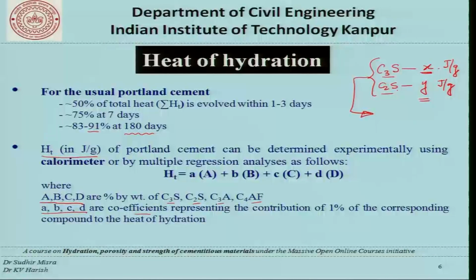This is exactly the kind of thought process which goes in when we say that the total heat of hydration that evolves in a gram of cement hydrating is related to the individual heats of hydration of the 4 principal components and their percentages.